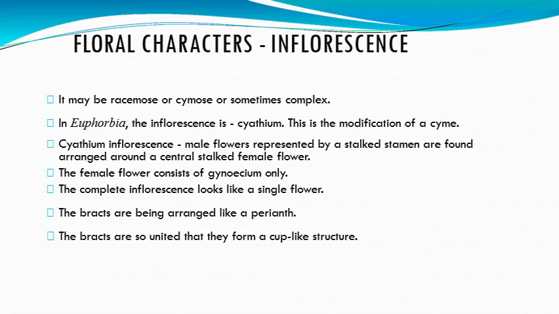So in case of Cythium, bracts actually arranged itself into a perianth due to the suppression of sepal and petal, and these bracts are united and they form a cup-like structure around the Cythium.